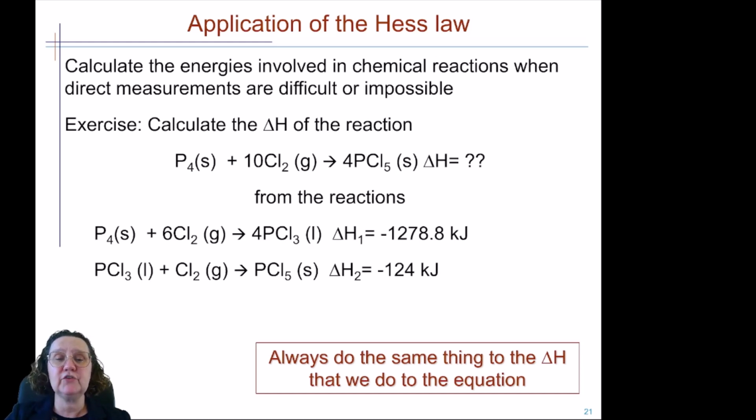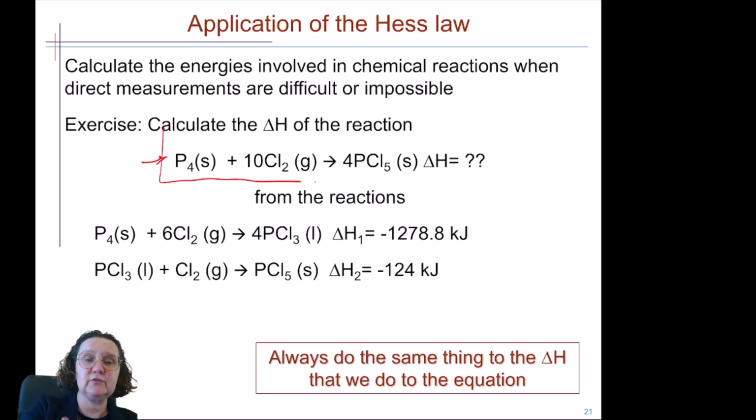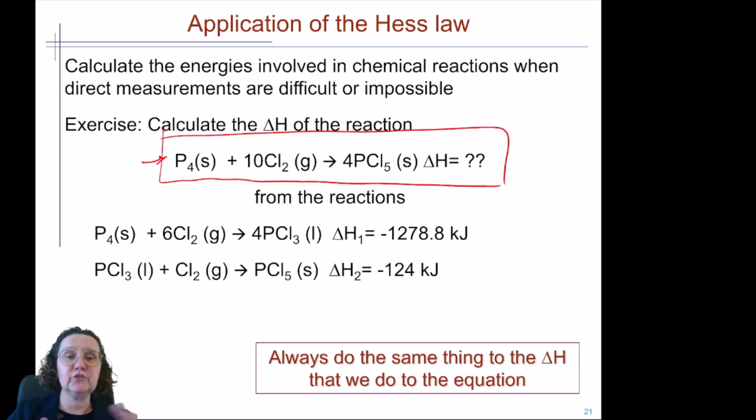I would like to just ask you if you would like to have a go at this exercise. You've got here this reaction. So that's phosphorus in solid form. They react with 10 moles of chlorine gas to produce 4 moles of phosphorus pentachloride. And I'm asking you to calculate the change of enthalpy of that reaction. And I'm giving you 2 reactions to play with to obtain that reaction, that involve all the reagents and products. So could you calculate the enthalpy for this reaction, our target reaction, using the 2 reactions that I'm giving you below? Stop the video now, please.